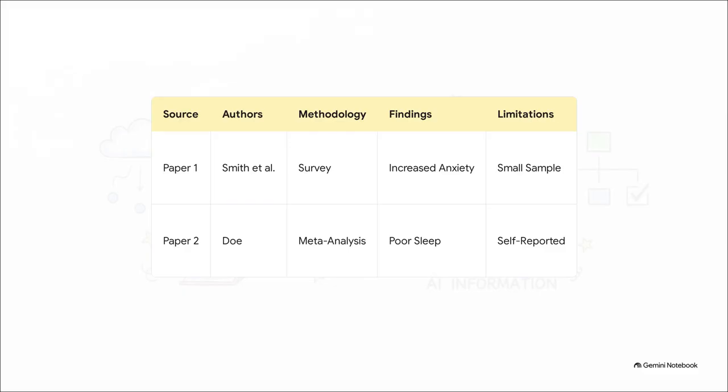Then we have the researcher. Say you're doing a big literature review on adolescent mental health and social media, and you've got like 15 different PDFs. Instead of manually highlighting and mapping everything out, NotebookLM can automatically generate a comparative data table for you. It lines up the sources side by side, comparing the authors, the specific age groups they studied, the methodology, the findings, even the limitations. It takes something that usually requires hours of manual data extraction and does it in seconds.